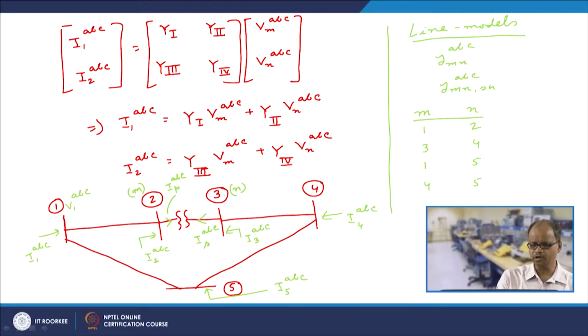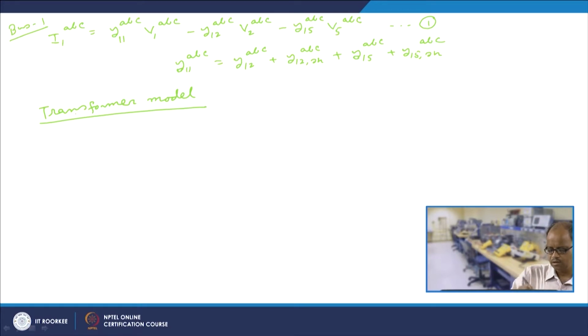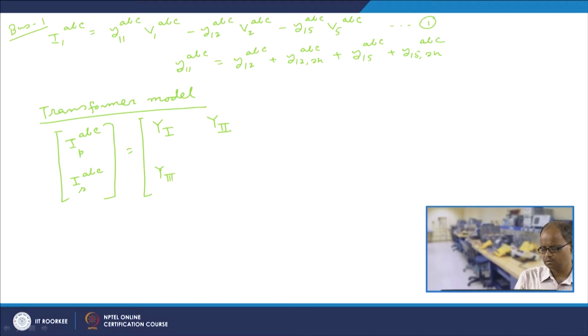So, according to whatever we have already discussed, the transformer model would be IP ABC and IS ABC is equal to Y1, Y2, Y3, Y4 times V2 ABC, V3 ABC.